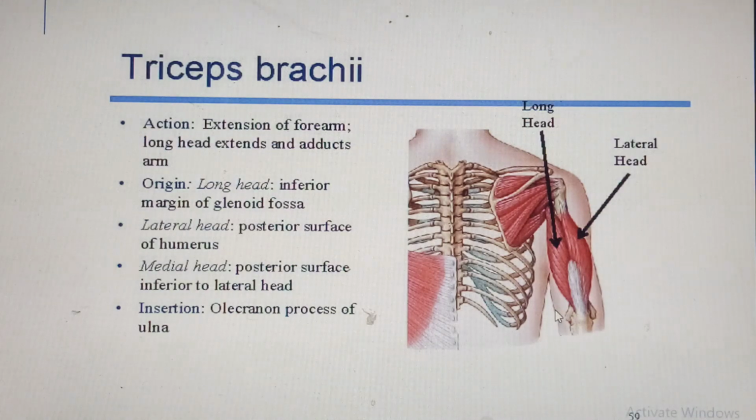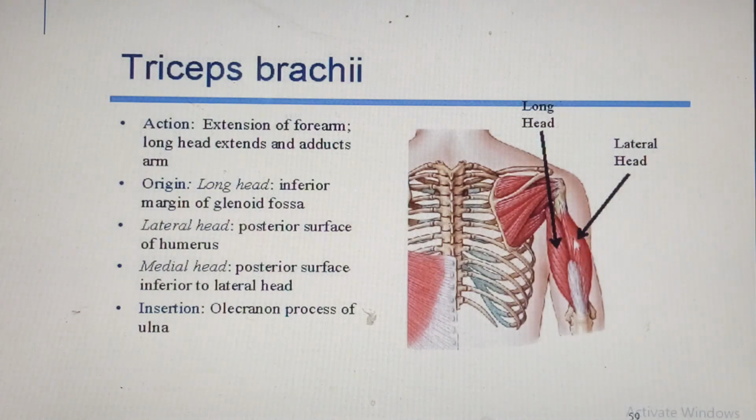So if you look at the triceps brachii muscle, it is going to have 3 heads. It has what we call the long head. The long head is coming from the scapula. It's the only head coming from the scapula, and it's coming from what we call the infraglenoid tubercle of the scapula. And then we have what we call the spiral groove.